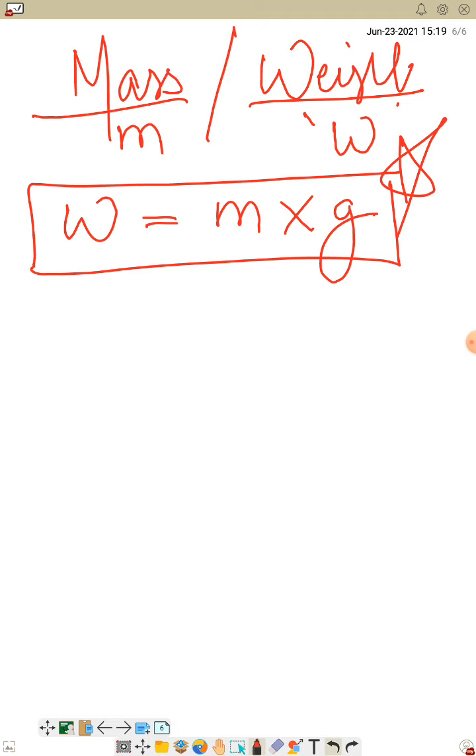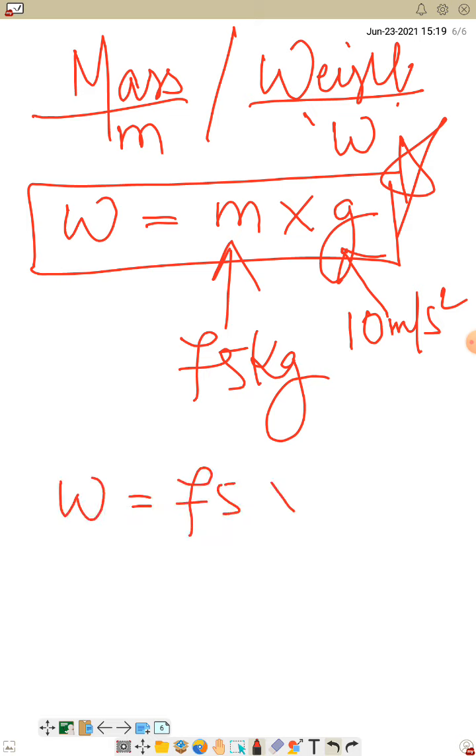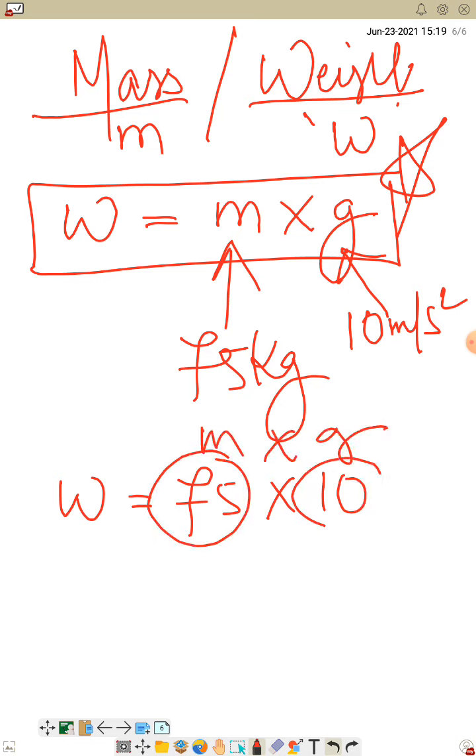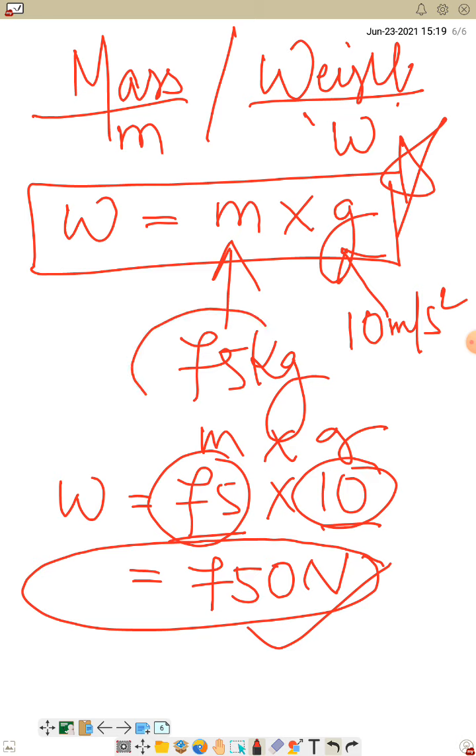Suppose, see, my mass, मेरो mass त कति हो? 75 kilogram, and acceleration due to gravity is approximately taken as 10 meter per second square. So what will be the force? What will be my weight? My weight will be W equals 75 into 10, because m into g is our relation. So m is 75, g is 10, so 75 into 10 is 750 Newton. So my weight, मेरो weight चाहिँ कति रहेछ 750 Newton, मेरो mass चाहिँ कति रहेछ 75 kilogram.